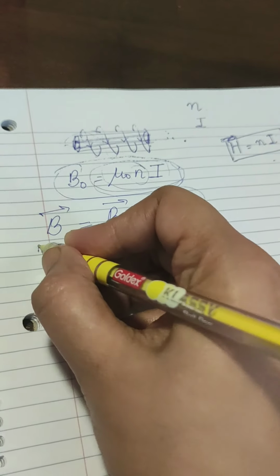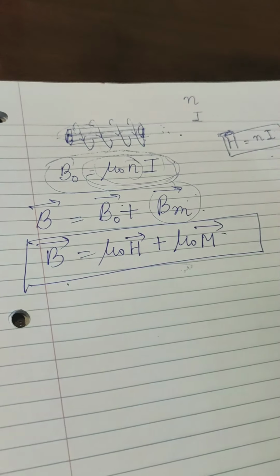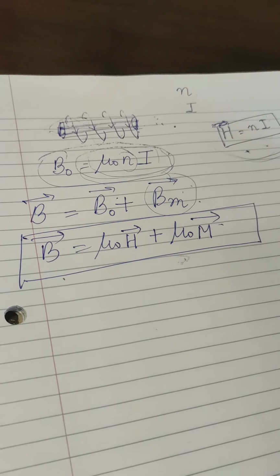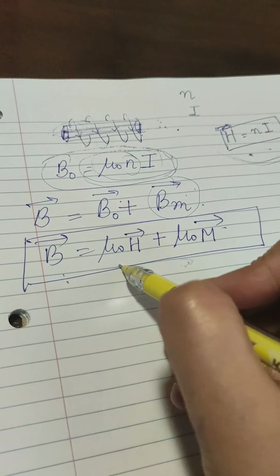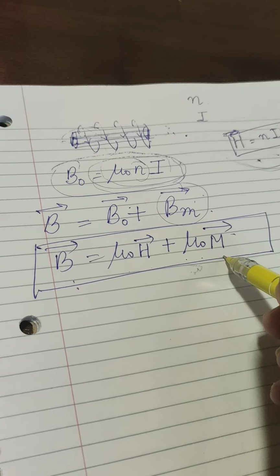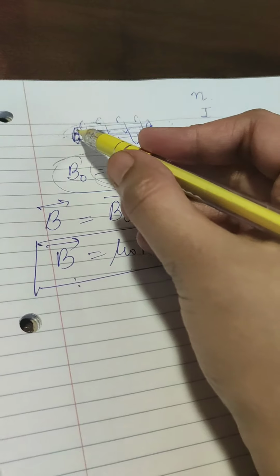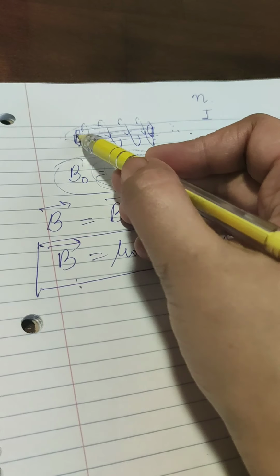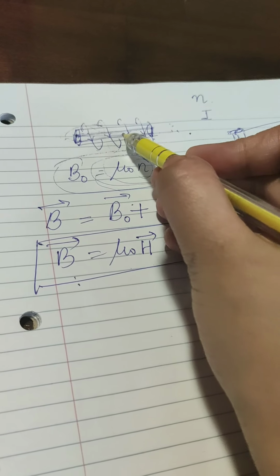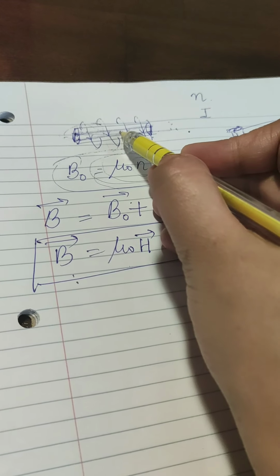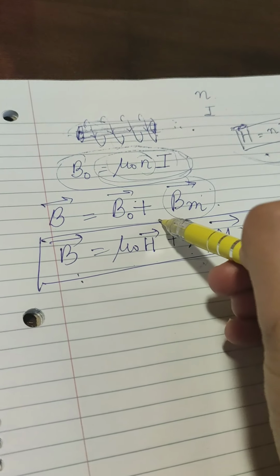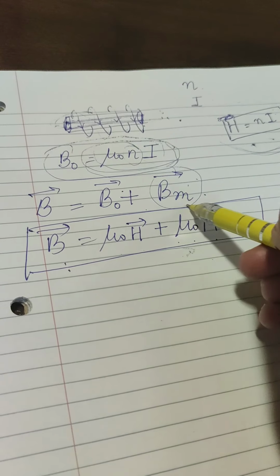Okay, again we have reached the same formula. H is equal to nI. You have a formula over here as well. So B is equal to mu naught H plus mu naught M. Okay, the magnetic field inside the solenoid, when you have inserted a material of non-zero magnetization like an iron bar which can be magnetized, gets modified. It gets increased by a factor Bm.